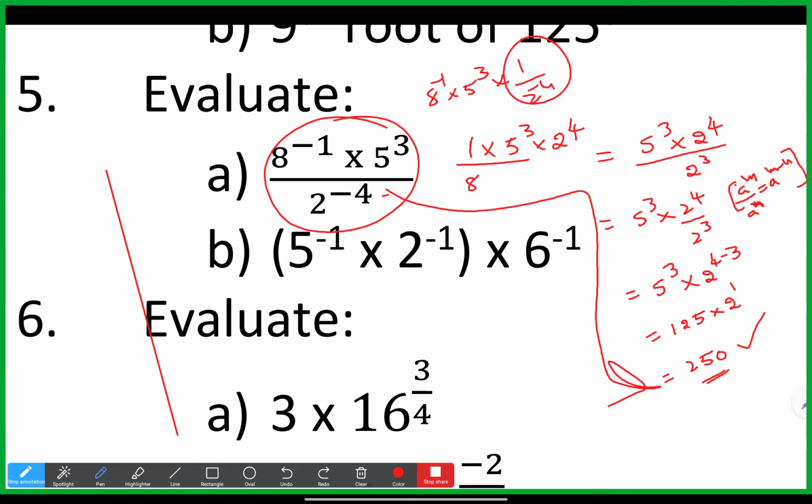Here, you just need to understand that negative powers we made positive. That's the process: we took it to the denominator, and this one we took to the numerator. Then the next one is the B bit.